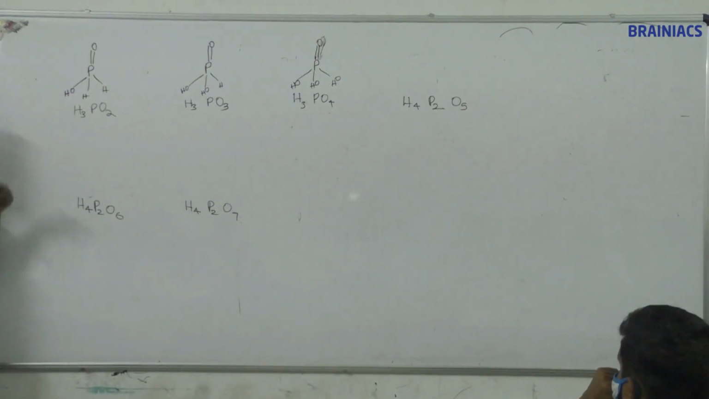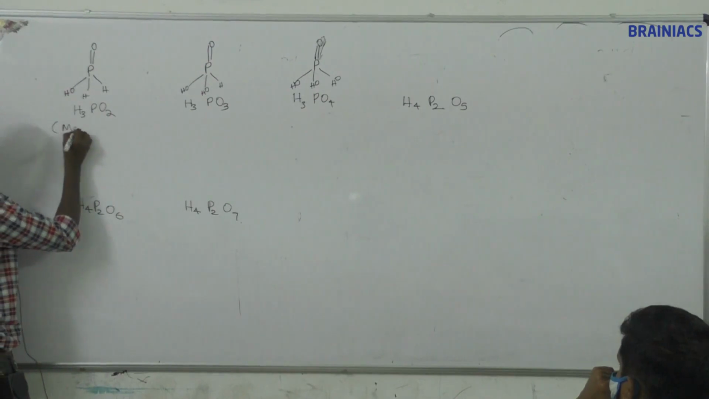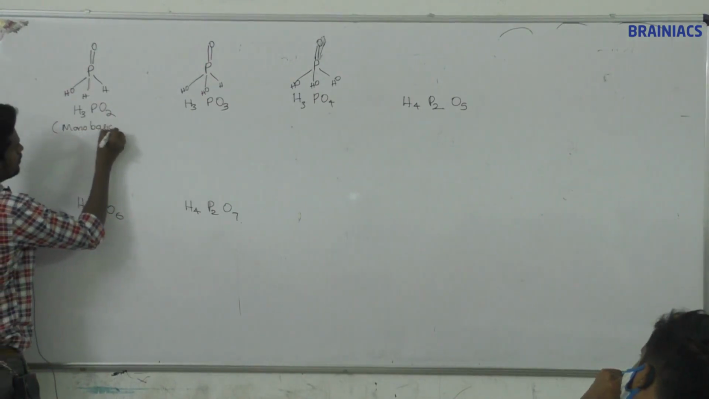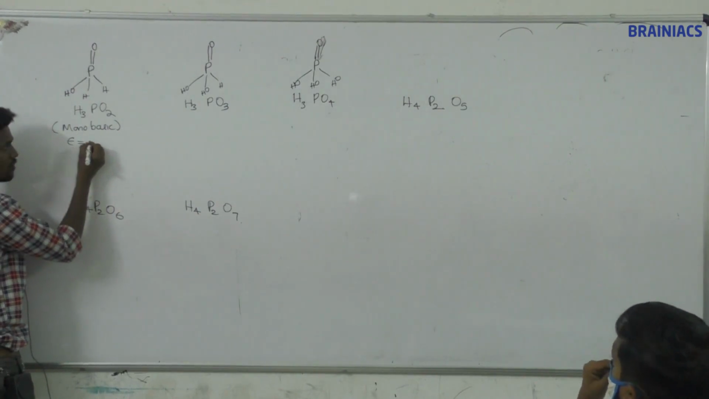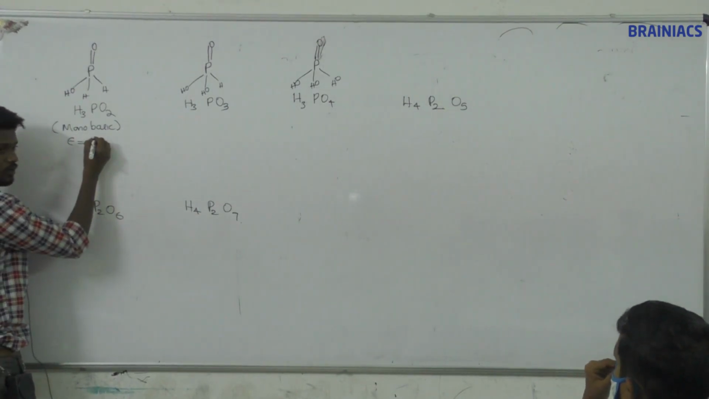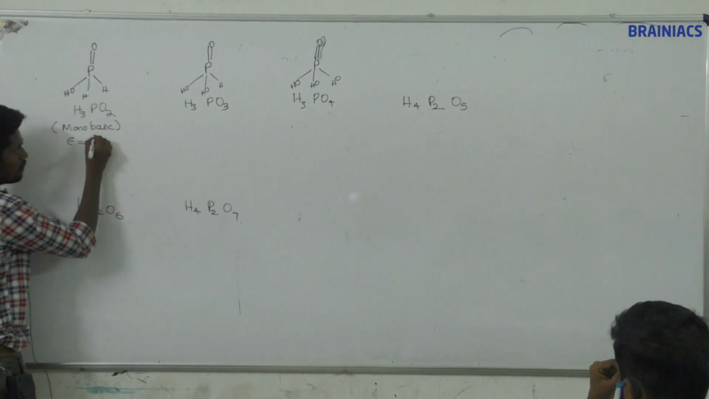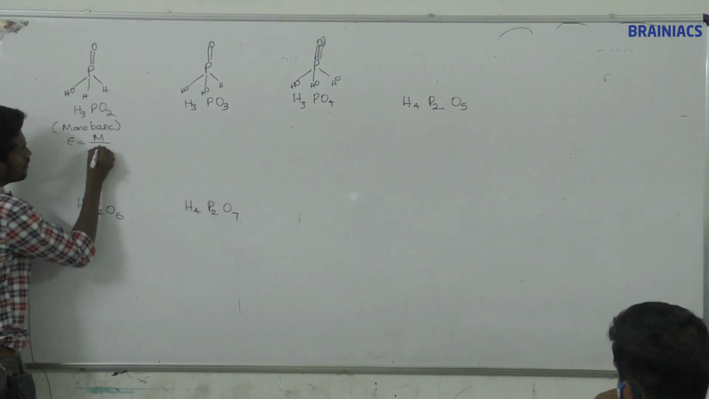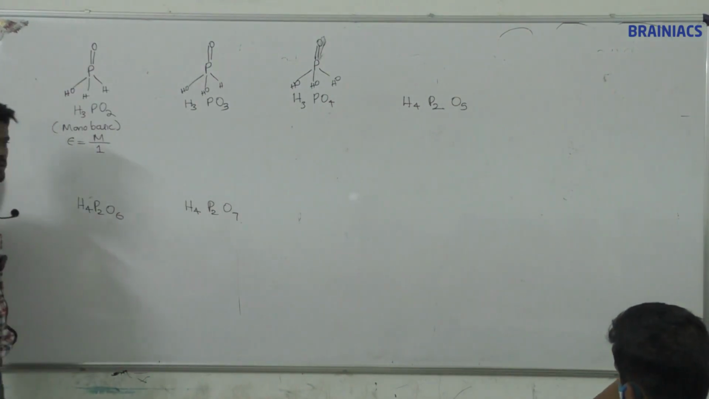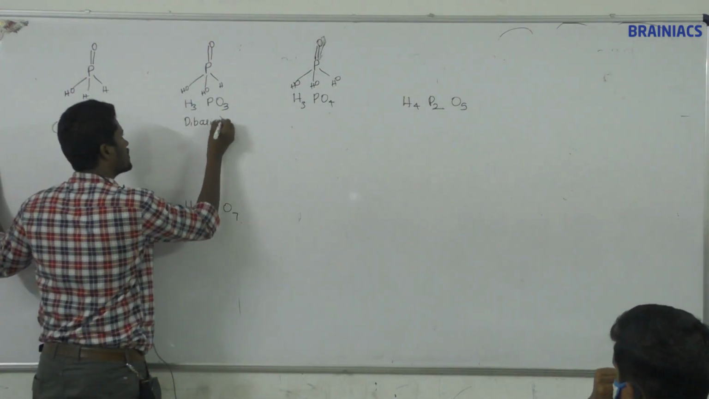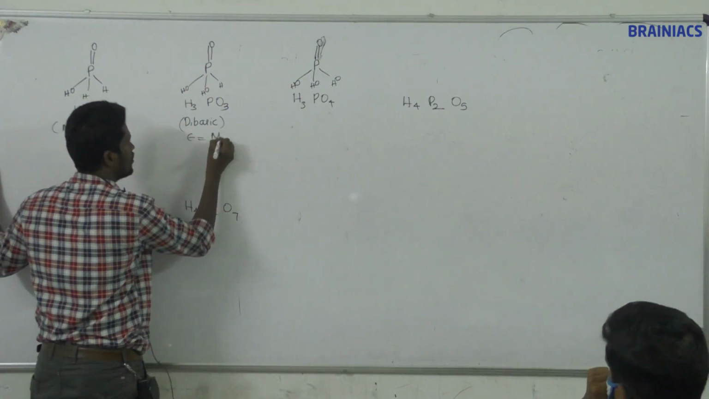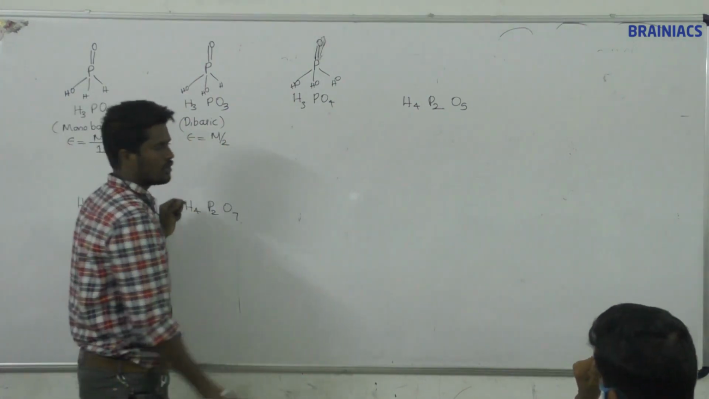So it is monobasic or dibasic? Monobasic. So what is the equivalent weight equal to? Equivalent weight is equal to molar mass divided by 1. Okay. So for dibasic, it is molar mass divided by 2.